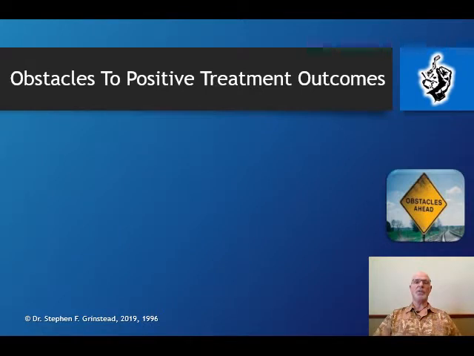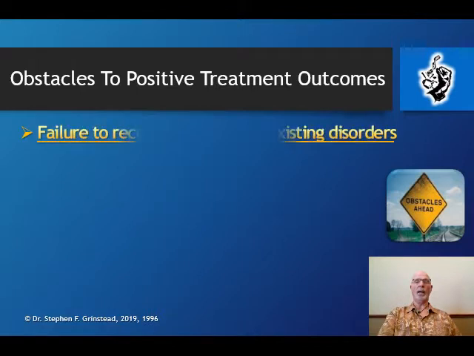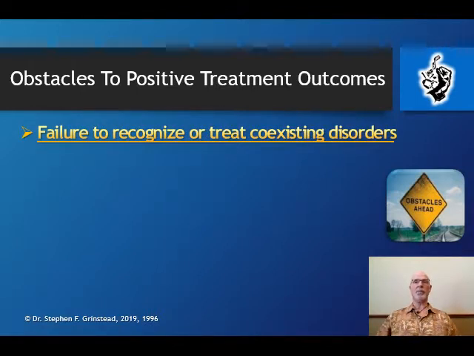So what are some of the common obstacles that get in people's way when they decide, hey, this isn't working for me, I need to find a better way to manage my chronic pain? Well, I believe the number one and top offender is the patient and the healthcare provider's failure to either recognize, identify, or treat some of the coexisting disorders.